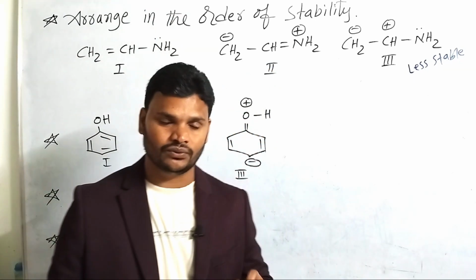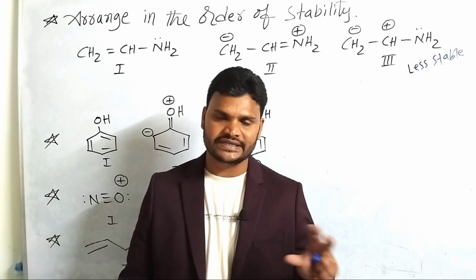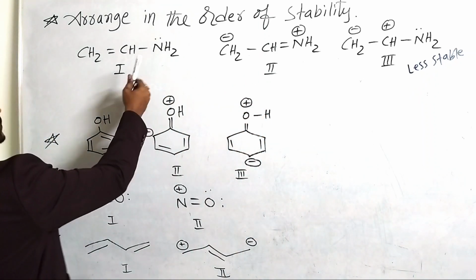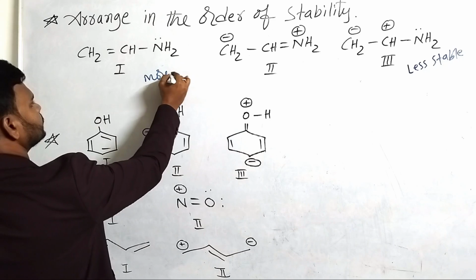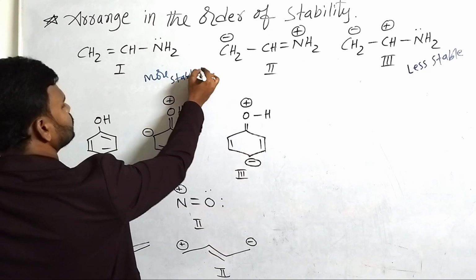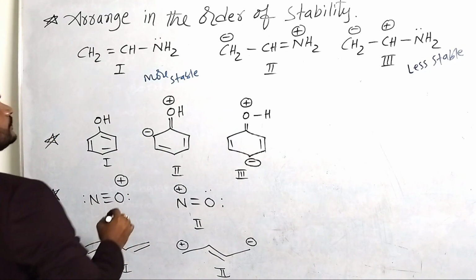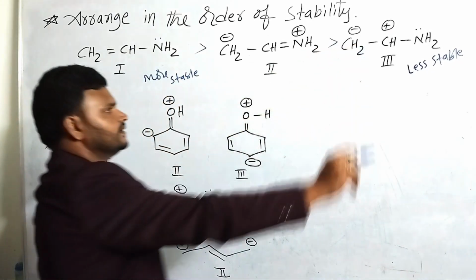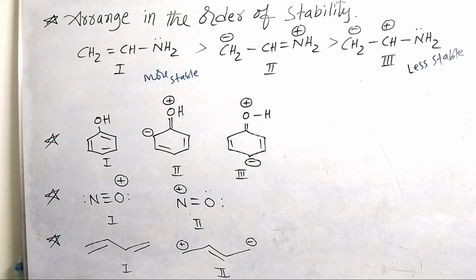But then the second rule. What was the second rule? Neutral species, charged species, which is more stable? Neutral. That's the reason the first one is more stable. So what was the right answer? 1 greater than 2 greater than 3. Clear? Next, same logic you have to apply.